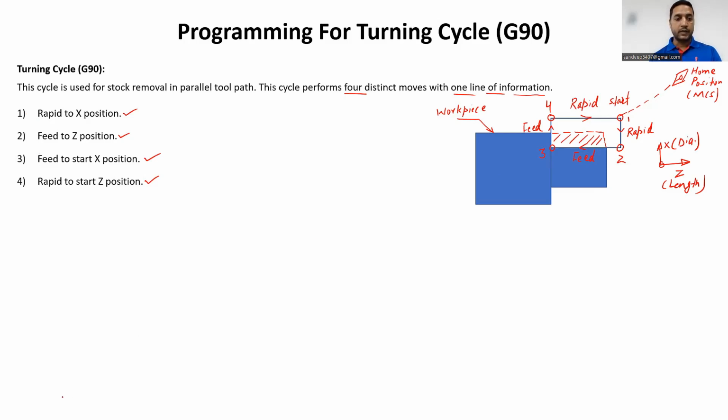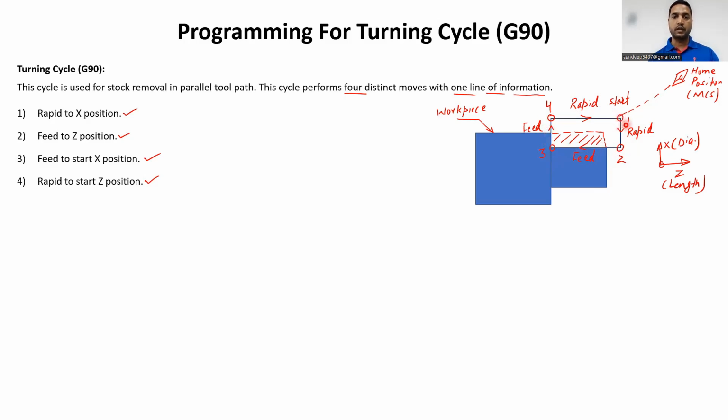Let me explain how our cutting tool will move here. The cutting tool will start from this point number 1. It will go from point number 1 to 2 with rapid traverse, then from 2 to 3 with some feed slowly, and it will remove the material. Then 3 to 4 again with some feed, and 4 to 1 with rapid traverse, and it will stop here.